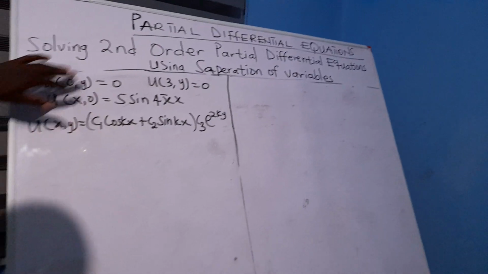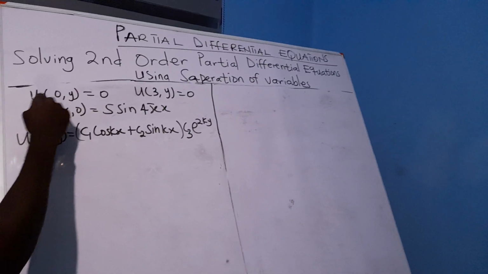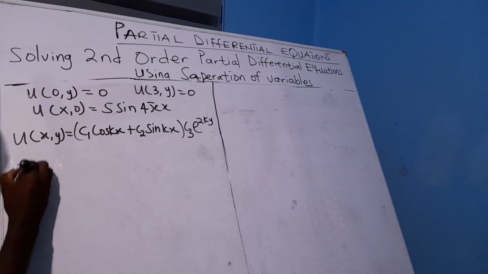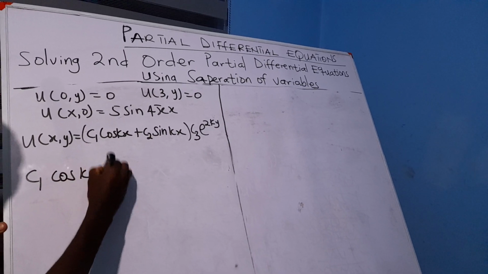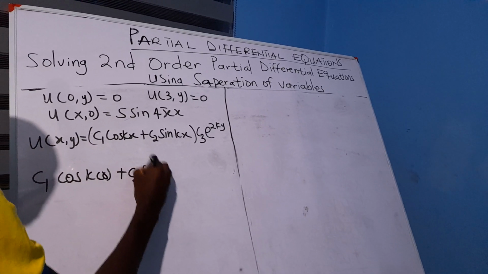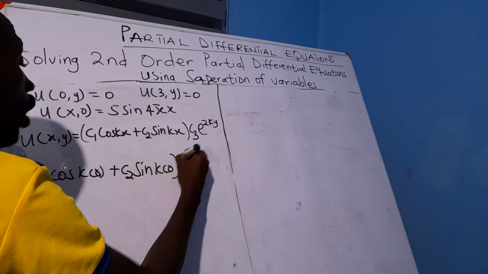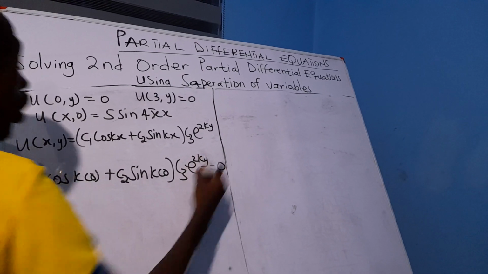So now we substitute our boundary conditions. The first one, u of 0, y equal to 0. So in place of x, we put 0. So we have c1 cos k times 0 plus c2 sin k times 0, times c3 e exponent 2ky, is equal to 0.